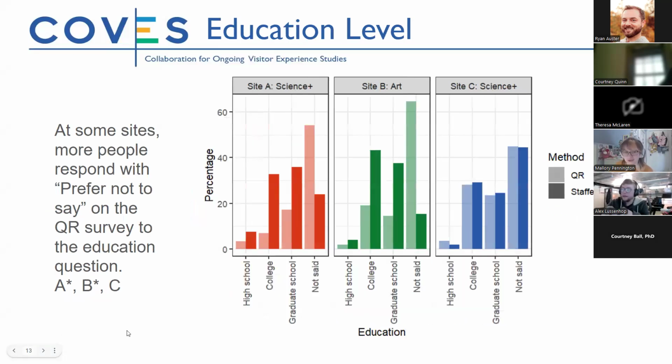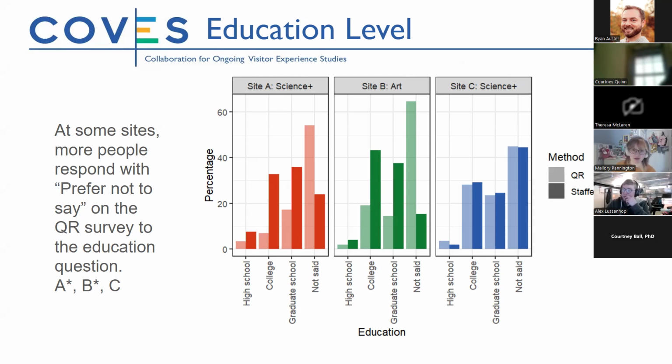Education level is also something that tends to be a little wibbly wobbly across the staffed and the QR survey. So at some sites, we're seeing that people respond with prefer not to say more often on the QR survey in response to this education question. This is a result that's actually flip-flopped a little bit from when we initially ran these analyses. Education level can be a sensitive piece of demographic information, especially if you fall into what might be considered less socially desirable categories of education level, like not having a high school degree.